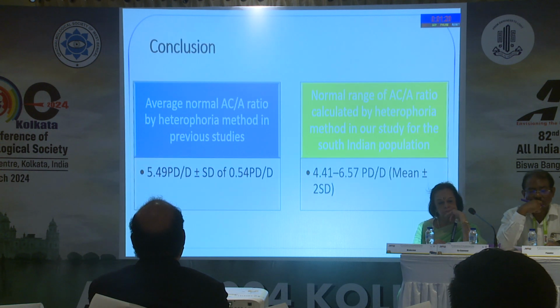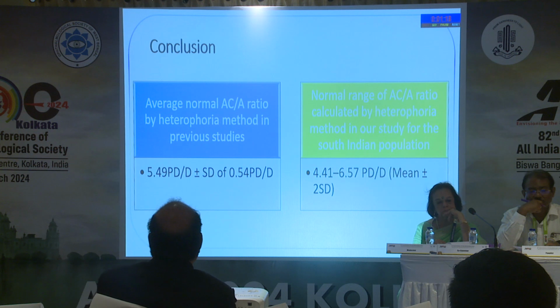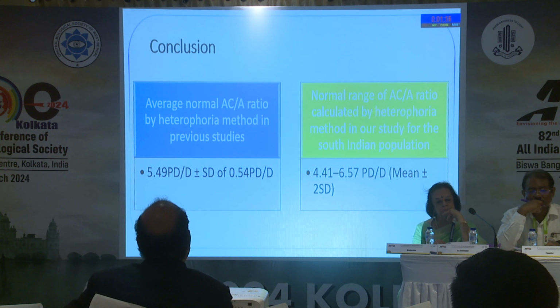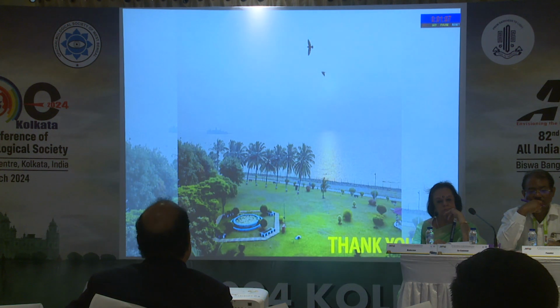To conclude, the normal range of AC by A ratio by the heterophoria method in our study population was 4.41, which correlates with the normal average AC by A ratio, which was 5.49. Thank you.